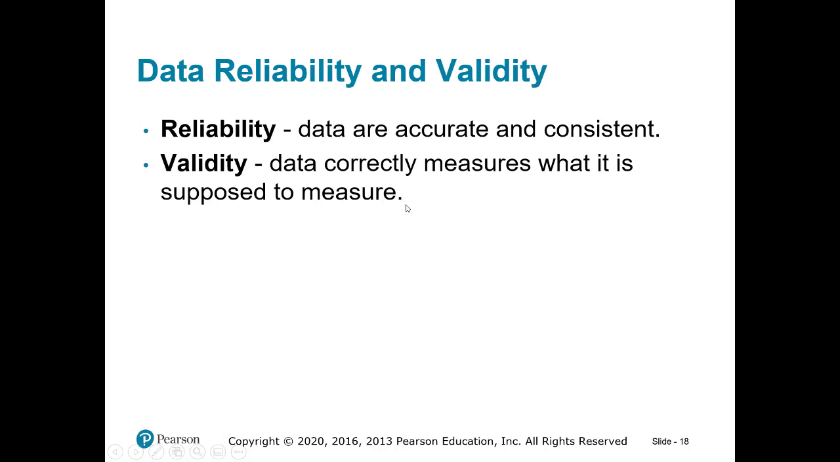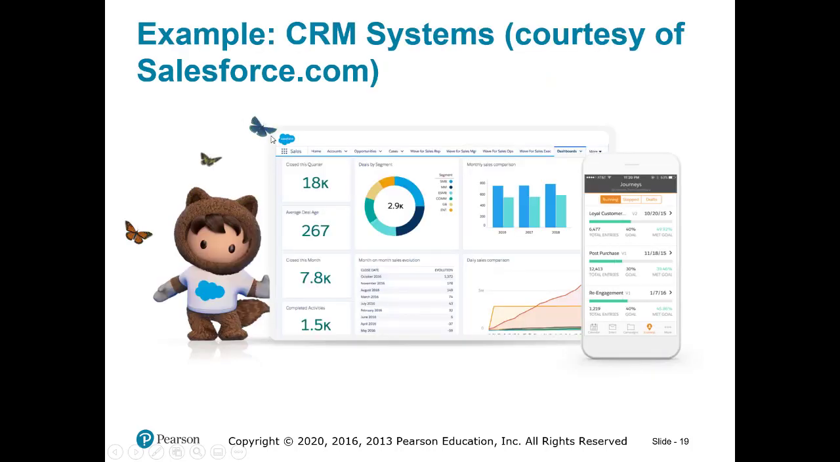Okay, so data need to be both reliable, i.e., accurate and consistent, and they need to be valid. They need to measure what they're supposed to measure. And I'll try and give you an example for both. The first, if you've never come across it, is Salesforce. Now, Salesforce are the major provider. They have a huge amount of the market share. I think Microsoft are number 2, and they're a long way behind. But Salesforce.com, you can check it out at the website.